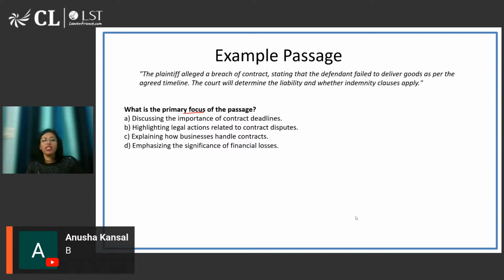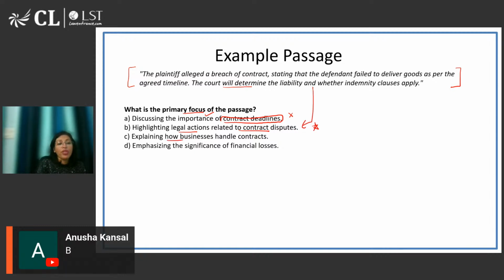So, the passage essentially says the plaintiff alleged a breach of contract. So, one person has said there's a breach of contract, and the court will determine if the defendant is liable. So, it is discussing the importance of contract deadlines, but is it discussing the importance? No. Highlighting legal actions related to contract disputes. Yes, the court can determine this, so this can be a choice.